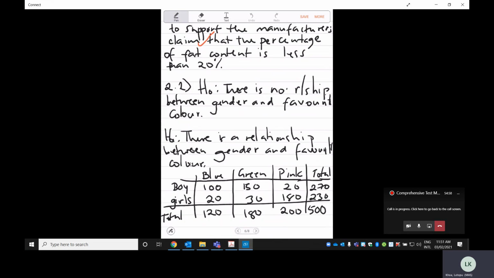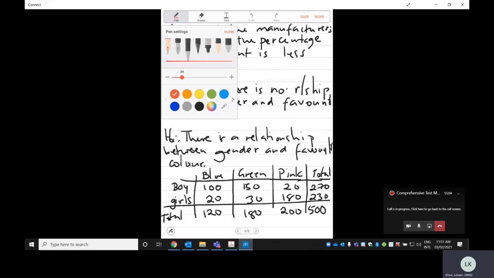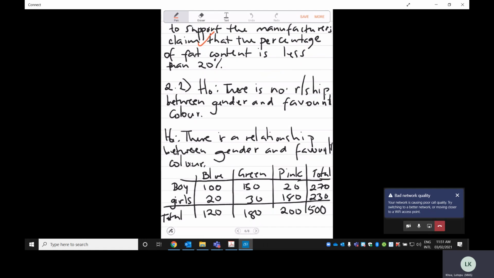Okay, so the first 2 marks was for your null and alternative hypothesis. Your null should say that there is no relationship. So this is what I will be looking for. There is no relationship. And your alternative should say the opposite of that. That means there is a relationship, there is an association. So here you can also use the word independent. Gender and favorite color are independent. Then your alternative is that gender and favorite color are not independent, or they are dependent, something like that.